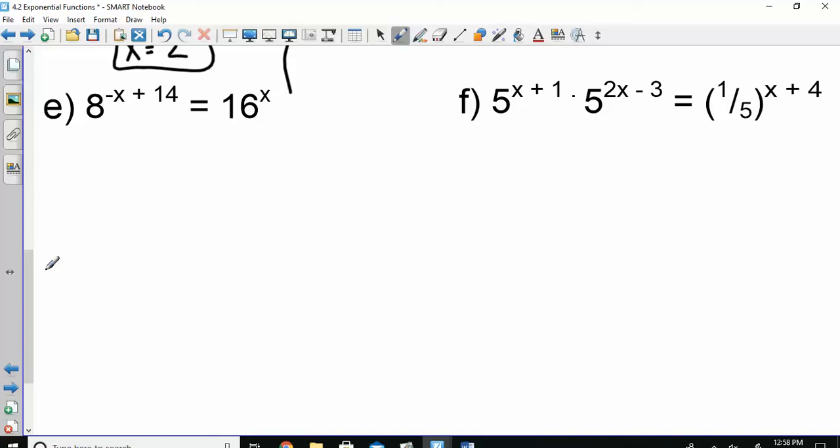So 8 to the negative x plus 14 equals 16 to the x. Can I rewrite 16 as 8 to a power? Okay. I can write 16 as 4 squared, but that doesn't help me with the 8 because I can't write 8 as 4 to a power. But both of these could be written as powers of 2. So you may have to change both sides. 8 is just 2 to the 3rd power. And that negative x plus 14 stays, bless you. 16 is 2 to the 4th.